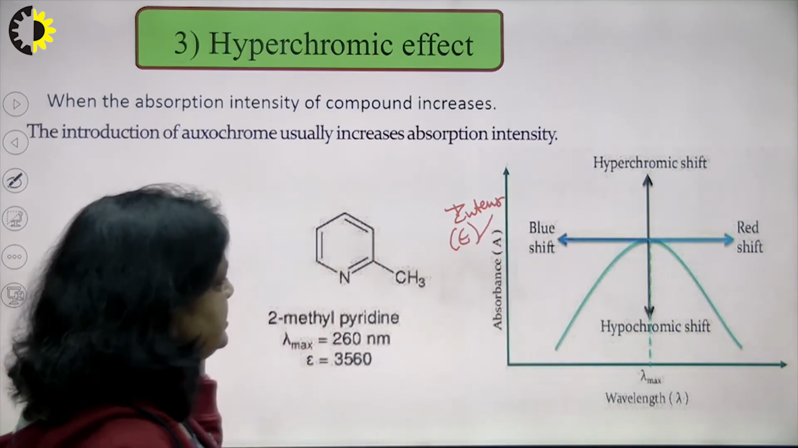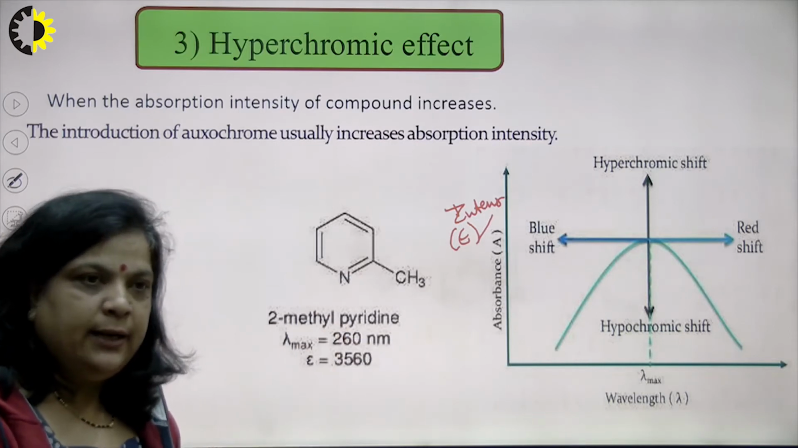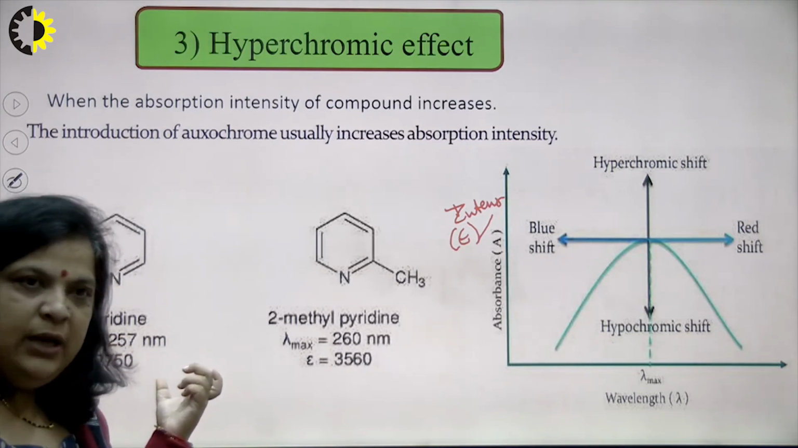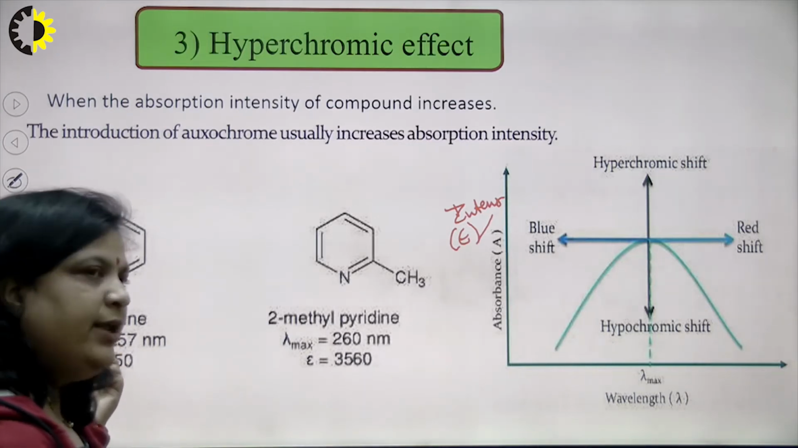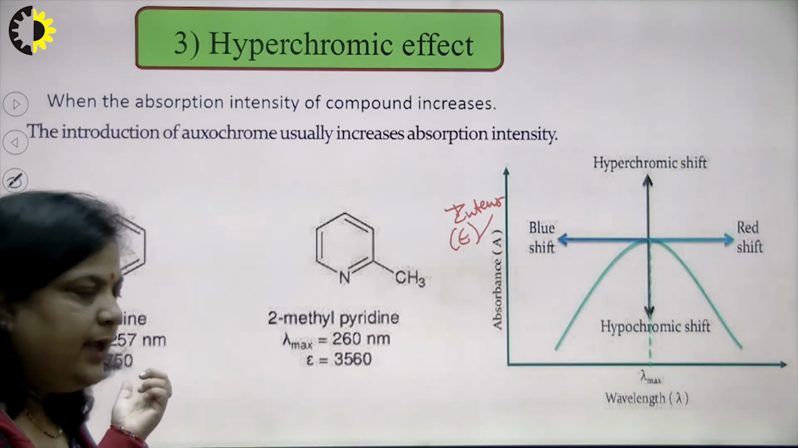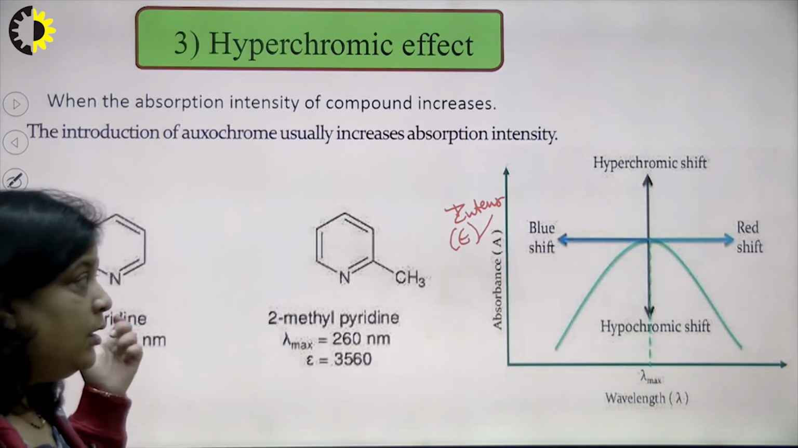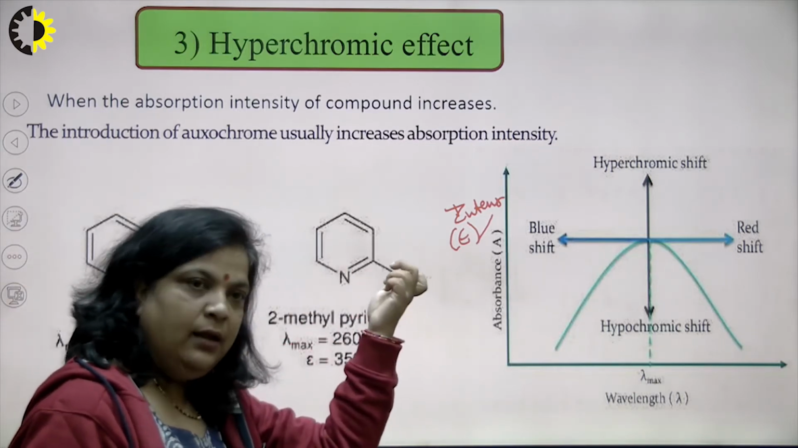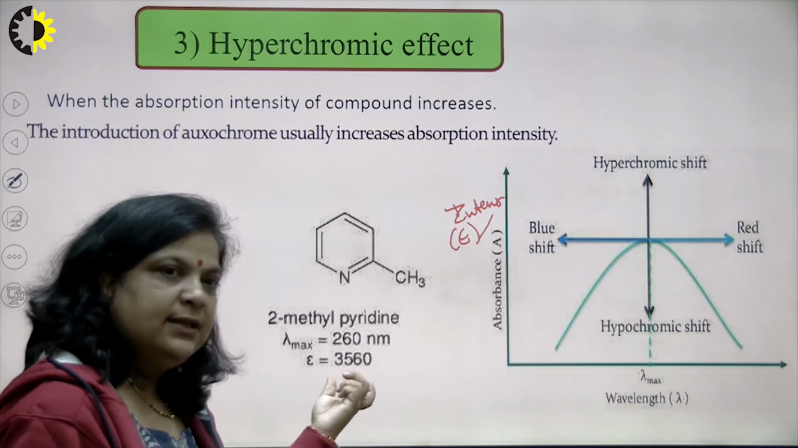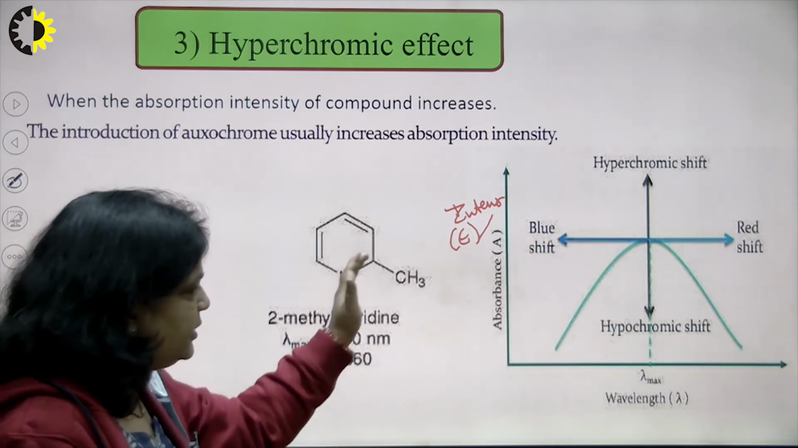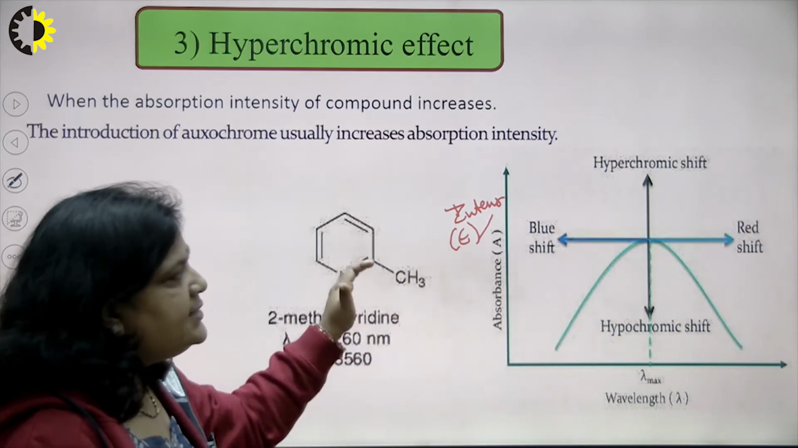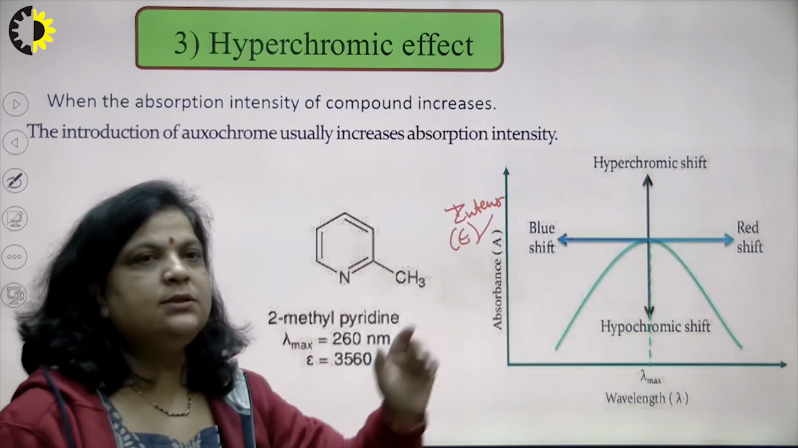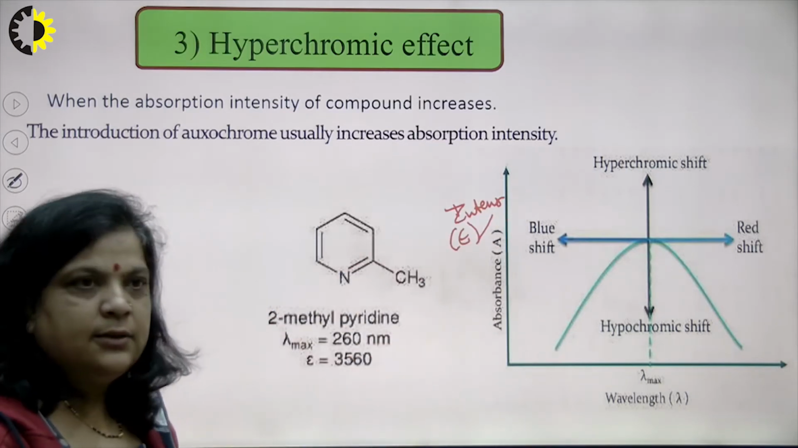For example, in the case of pyridine and 2-methyl pyridine, pyridine shows a band at lambda max 257 millimicron or nanometer, and its epsilon value, which is directly related to the intensity, is about 2750. But when a methyl group is introduced in this pyridine ring, its epsilon value increases, that is, the intensity increases. So, in this case CH3 increases the intensity of this absorption maxima, that is, it leads towards the hyperchromic effect.